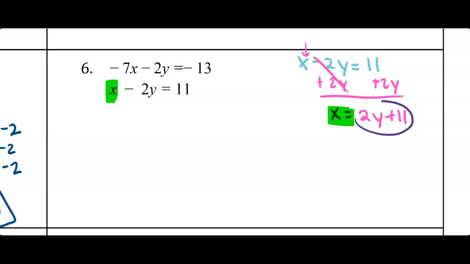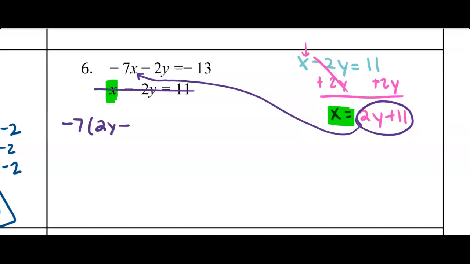Then, just like before, I'm going to take that 2y plus 11 and I'm going to plug it in, but this time I'm plugging it in for x in the first equation. This is the equation I solved, so I don't want to focus on that. So I'm going to have negative 7 times 2y plus 11 minus 2y equals negative 13.